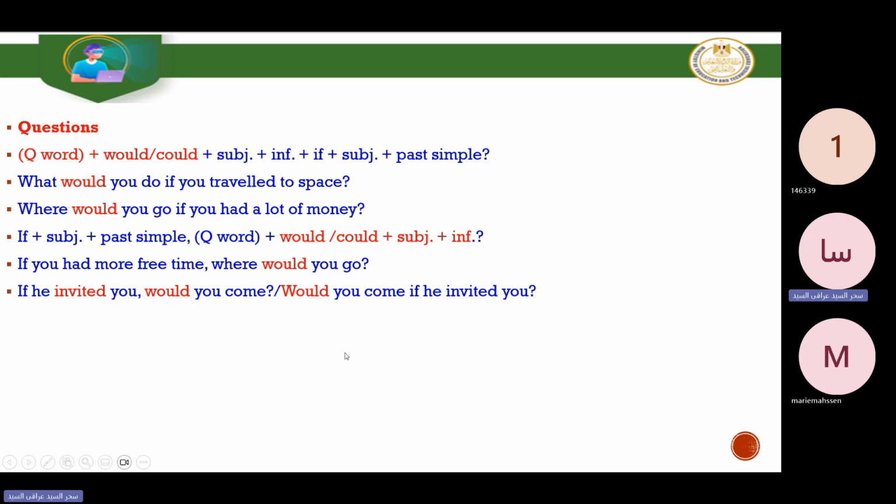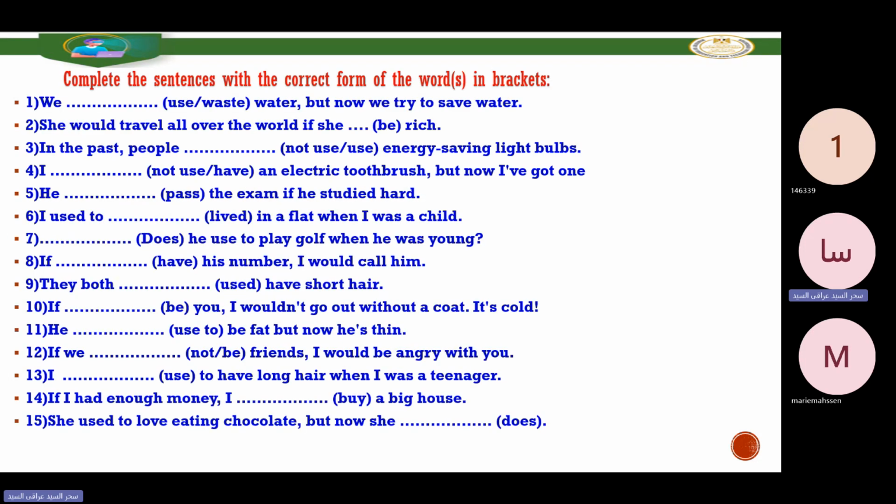Now we are going to practice. Complete the sentence with the correct form of the words in brackets. Number 1. We use waste water, but now we try to save water.